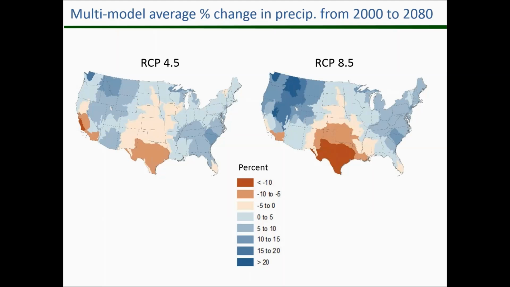The blues show increases from the recent past to the 2080 period, a 20-year period centered at 2080. So that's the change in mean precip levels. The reds show decreases over this long time span. And the greatest decreases are in parts of California and the southern Great Plains and parts of the Southwest. The decreases are larger for 8.5 than 4.5, but so are the increases in other parts of the country, larger with 8.5 than 4.5.